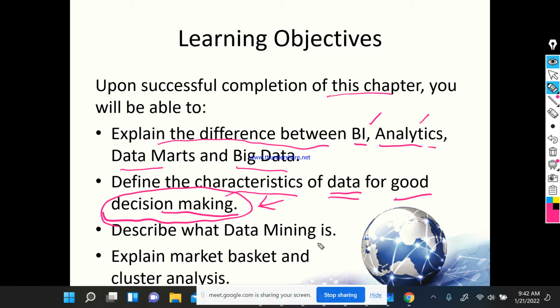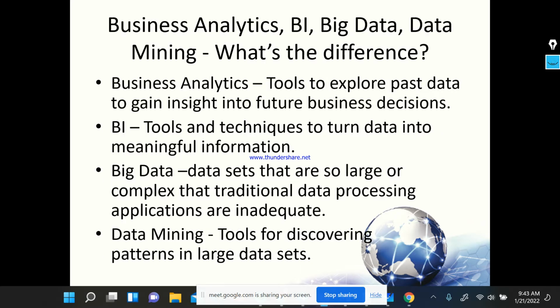And then describe data mining. I already talked about data mining in the last discussions, but I still want to talk about it on the whiteboard. I was also giving an example of market basket and cluster analysis, but just to review. So let's proceed with this. If you feel like asking questions, go ahead and ask. Now, a couple of terms we have here are business analytics, business intelligence, big data, data mining.